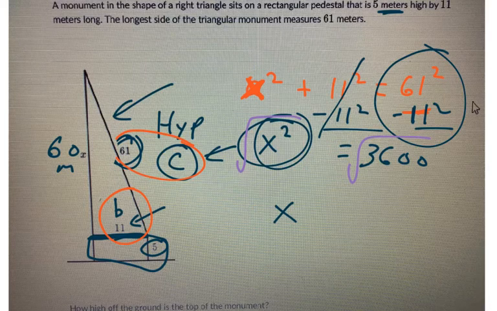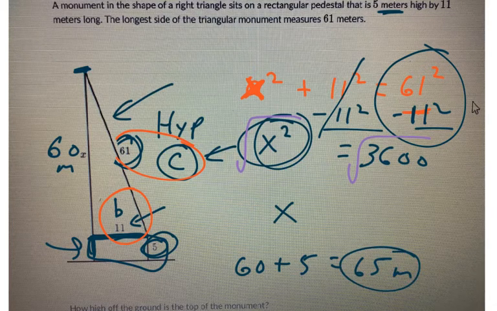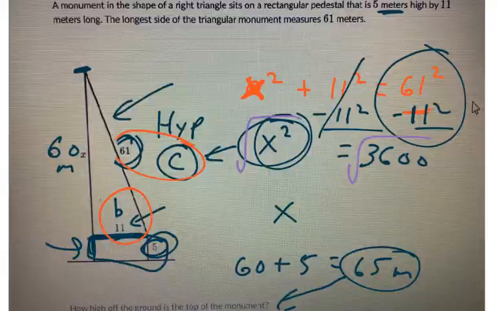That's not the answer, though, because it's sitting on this pedestal right here. So how high off the ground the very tippy top of this monument is, is 60 plus the 5 meter tall pedestal. So the correct answer that you're going to type in there is 65 meters. But seriously, guys, A squared plus B squared equals C squared. C is always a hypotenuse. All right, let's try another one.